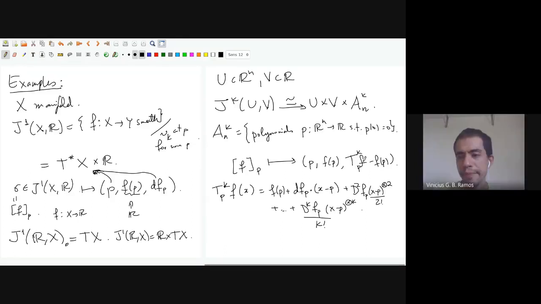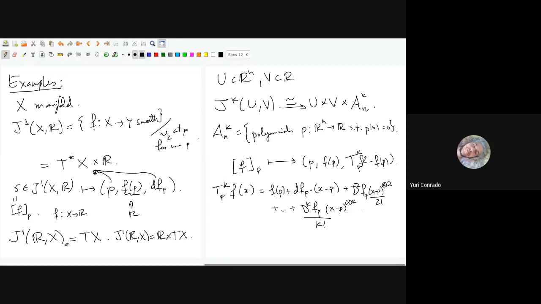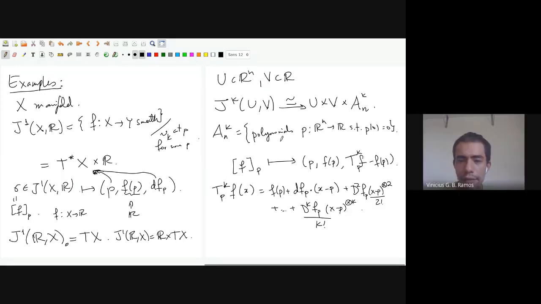Professor, A_k should have something with k there, it should be polynomials of degree k. Yeah, sorry, of degree less than or equal to k.